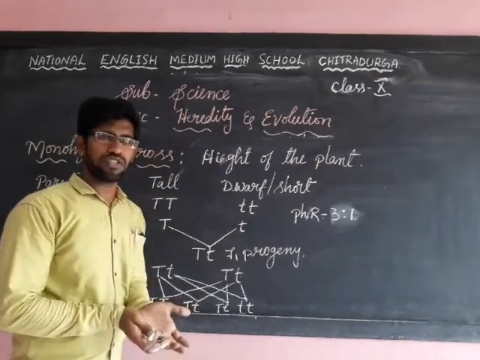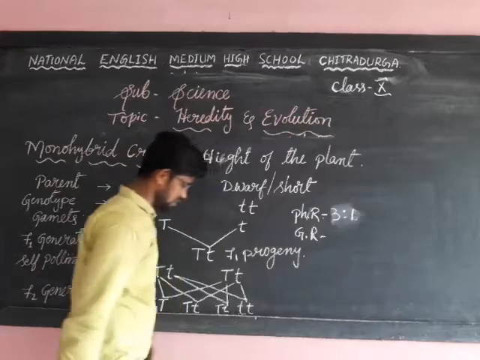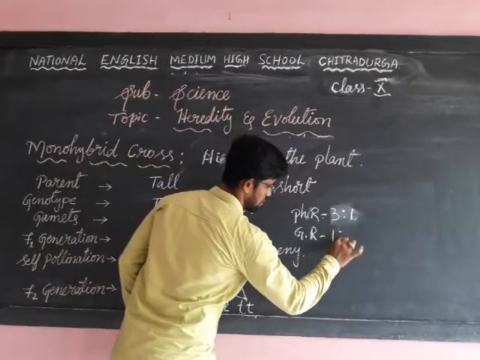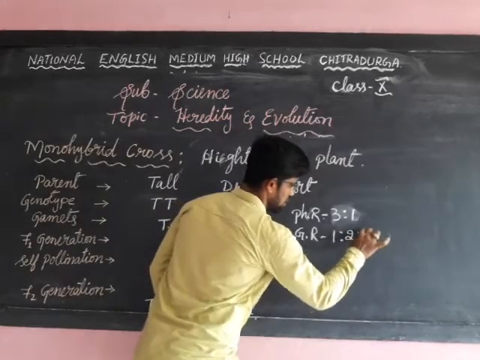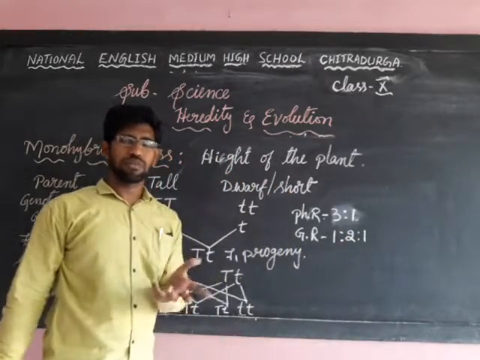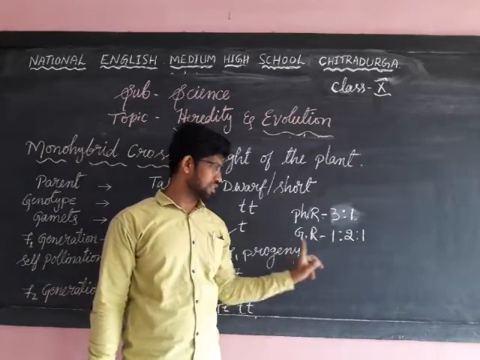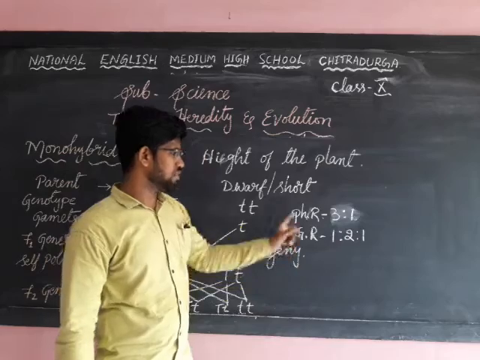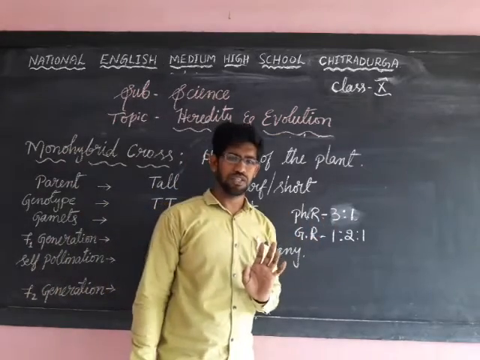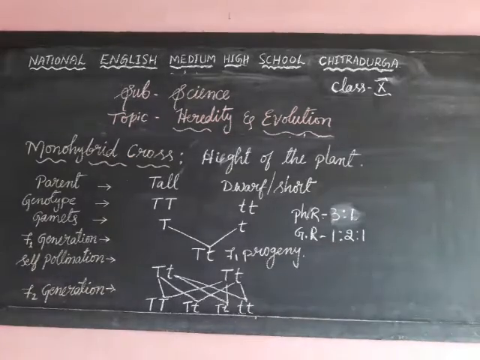But when we go genotypically, the genotypic ratio is 1 pure tall, 2 heterozygous tall, and the last one a homozygous dwarf. So the genotypic ratio of a monohybrid cross is 1:2:1, whereas the phenotypic ratio is 3:1. Understood? We can also show this easily as a checkerboard.